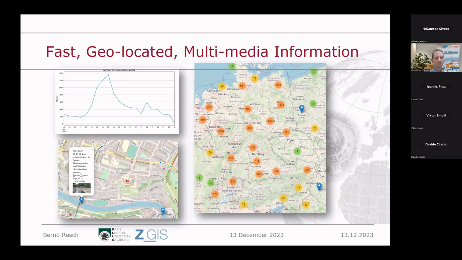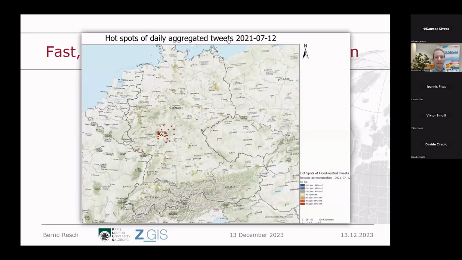You can click on every single post. You have a description of the situation. You have the image directly depicted in the map. And then you have a timeline where you see what happens where, meaning how strongly the disaster develops, only by looking at social media. So this is the spatio-temporal view, so to say.